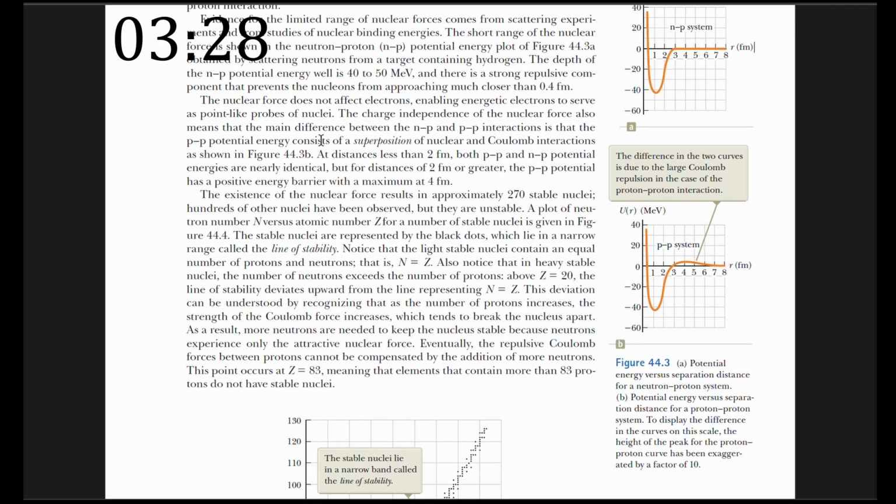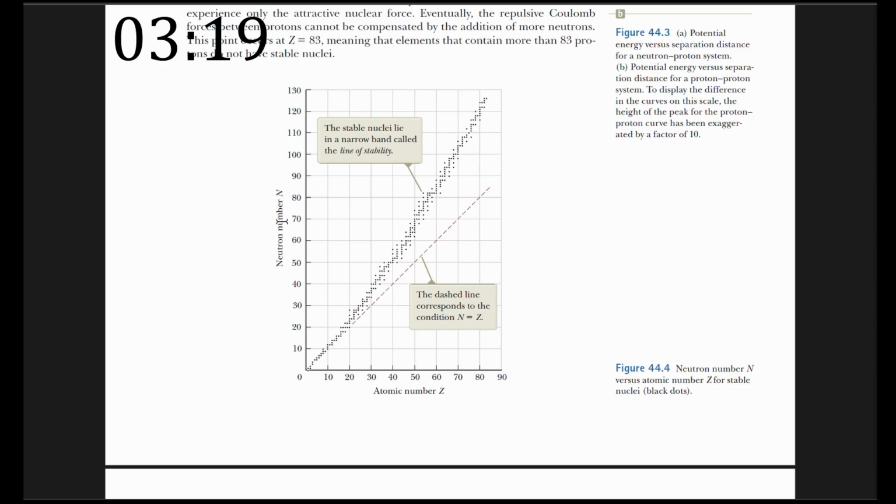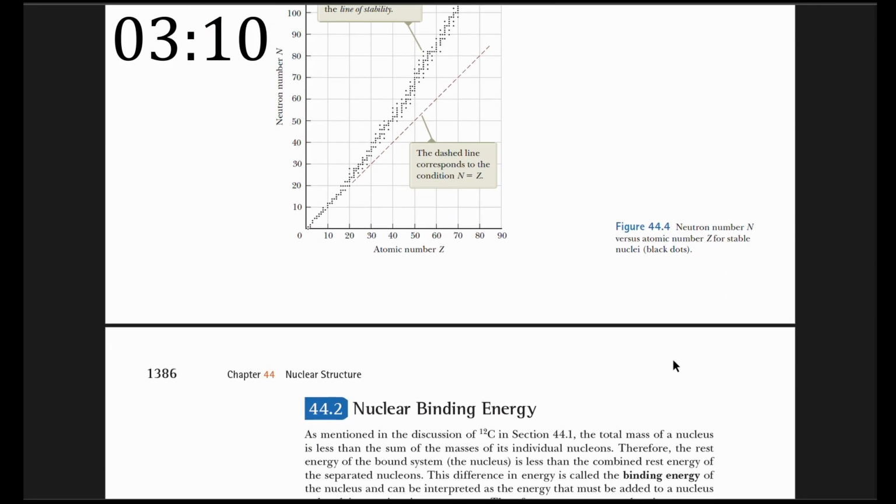Let's see if I missed anything in all of these things. Superposition, line of stability. I'm just looking at little italicized words. This graph looks interesting. Neutron number N, atomic number Z. And here we have one line and another one that kind of go off from each other. Neutron number N. Okay, let's check my timer.